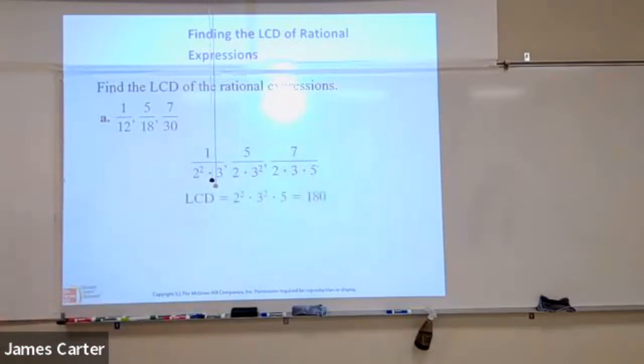Well, we'll go on with theirs. Here you can see they chose the highest power of each prime number. Just like I did, except I illustrated it a little bit more. Now, what about this one?